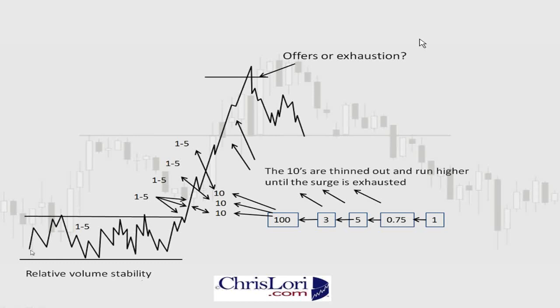So let's just look at it a different way. Let's say that we have relative volume stability. Let's say that orders are coming in between 1 and 5. Usually you see it coming in between, let's say, 250,000 and 10 million, depending on the currency pair and, of course, the liquidity of the pairs.